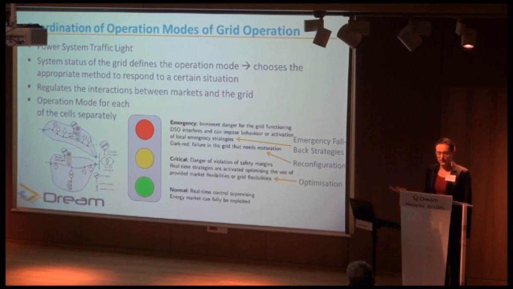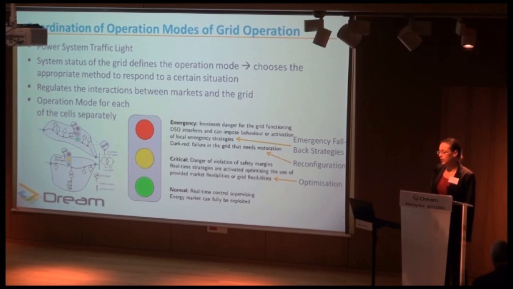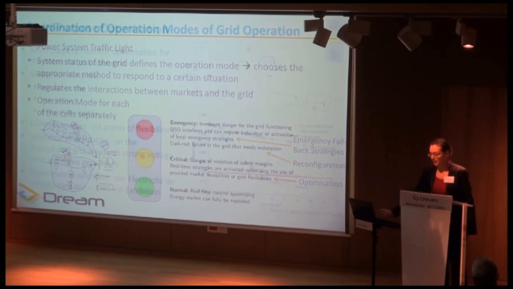Another advantage of this power system traffic light is that it clearly defines the interaction between the market and the grid, especially the DSO actions on the grid. In the following, I would like to show you the approaches we propose for the different phases of the traffic light. I just want to make a remark on the green phase, what we call the normal phase. This is the very market-driven phase, and our focus lies on tools for the DSO, where the DSO is really interacting with the grid, so we didn't look at this phase.